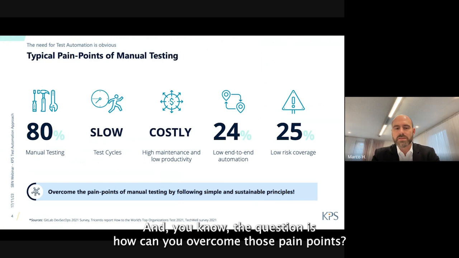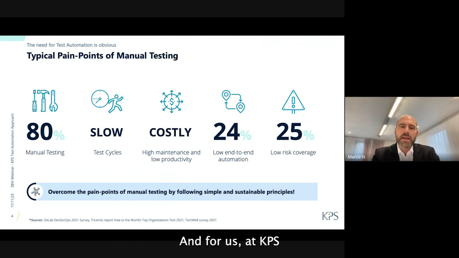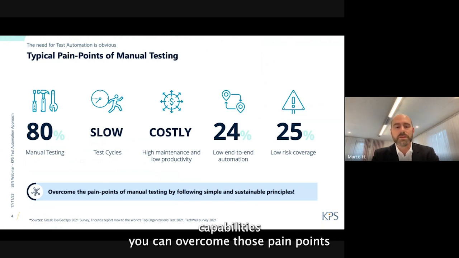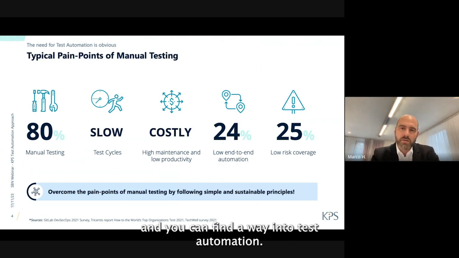And the question is, how can you overcome those pain points? For us at KPS, it's about the principles. You have to look at a few principles. And when you follow those principles, including the right tool capabilities, you can overcome those pain points and find a way into test automation.